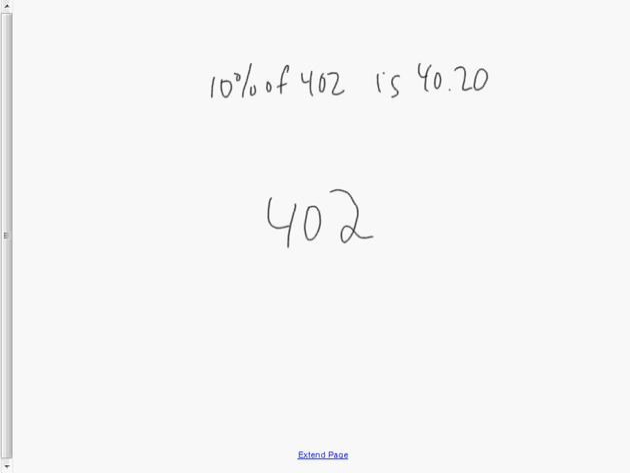The second question says 10% of $402 is $40.20. When we have 10% of a number, we are asked to take the decimal, in this case in $402 it's at the end, and move it one place to the left. So when I rethink about this as money, it's $40.20, which makes question number 2 a true statement.